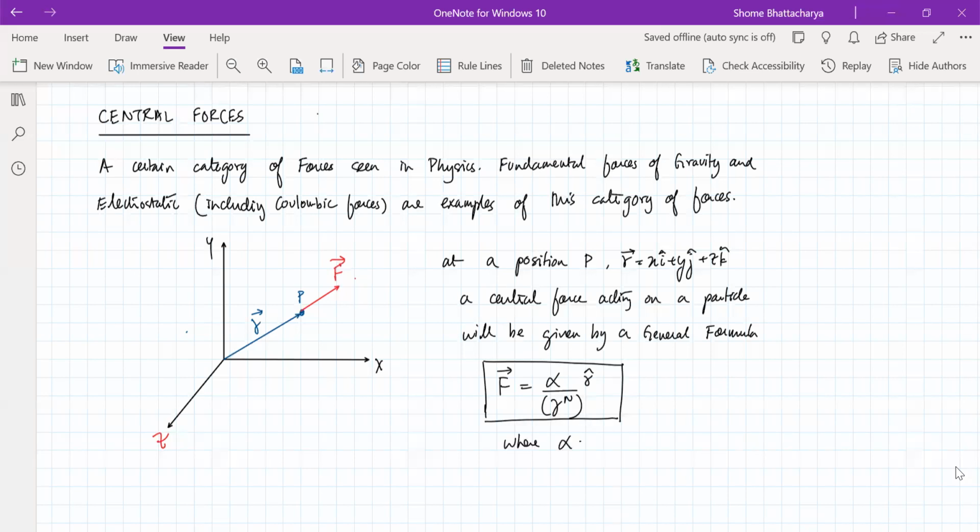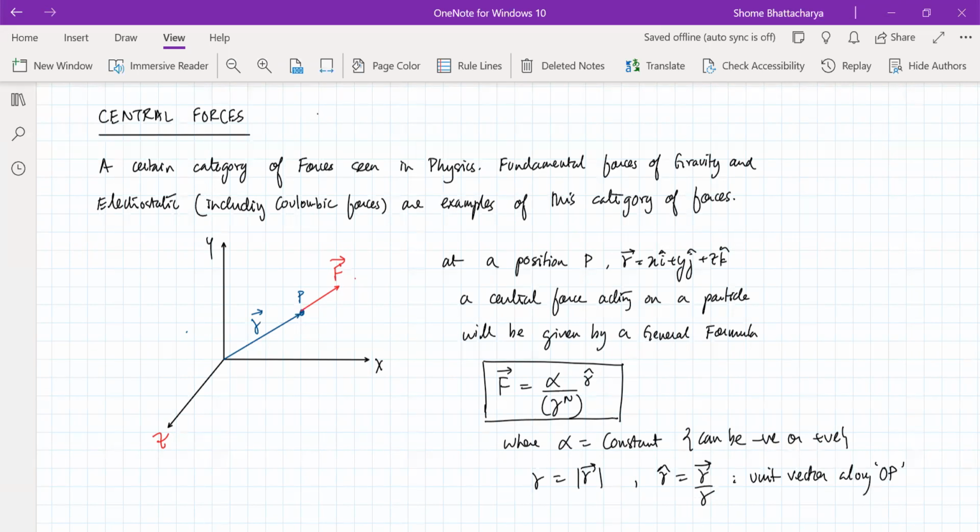alpha is a constant, can be negative or positive. R is of course the magnitude of the position vector, and R cap is the unit vector along OP, where O is the origin, or the unit vector of the position vector R. Okay. And N is any real number. So this is the general formula of central force.